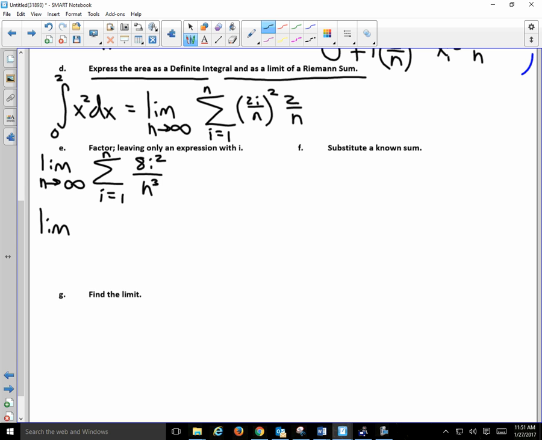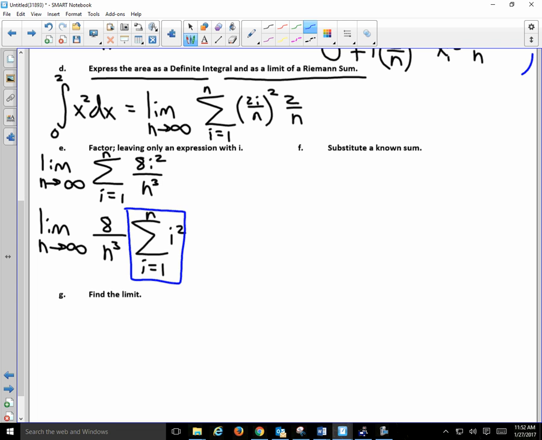Here's what we do. We take that limit as n goes to infinity. And this sum right here, we're going to extract part of it. We're going to take out the 8 over n cubed, and write it as a sum from i equals 1 to n of just i squared. Do you see how I pulled out the 8 over n cubed? I'm left with this.